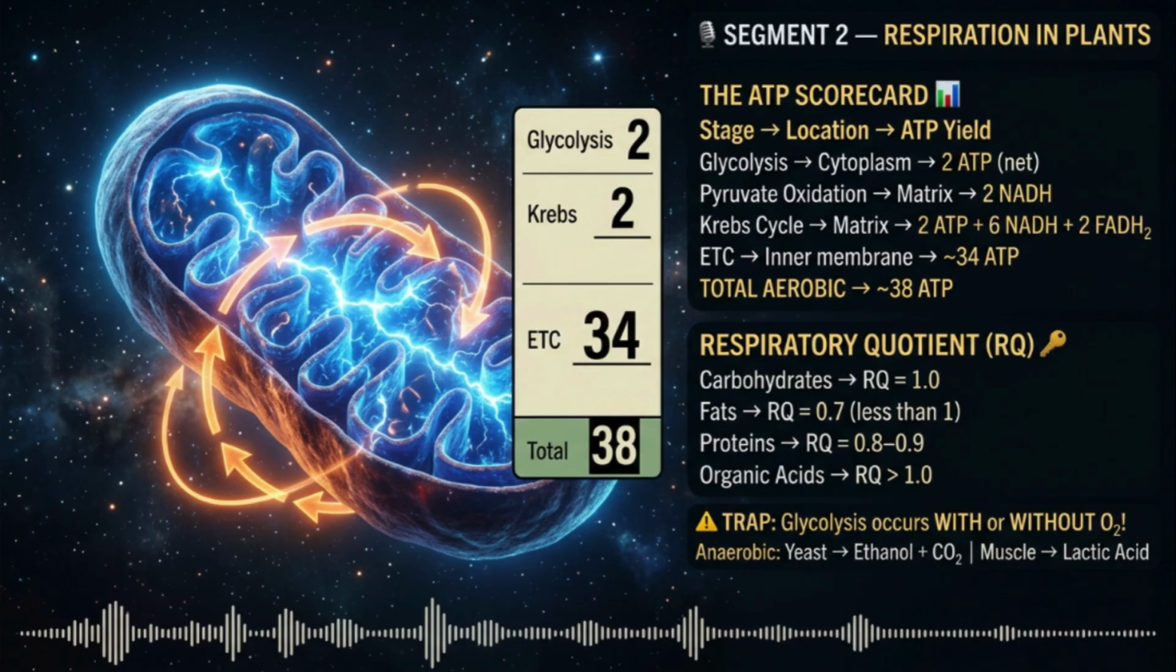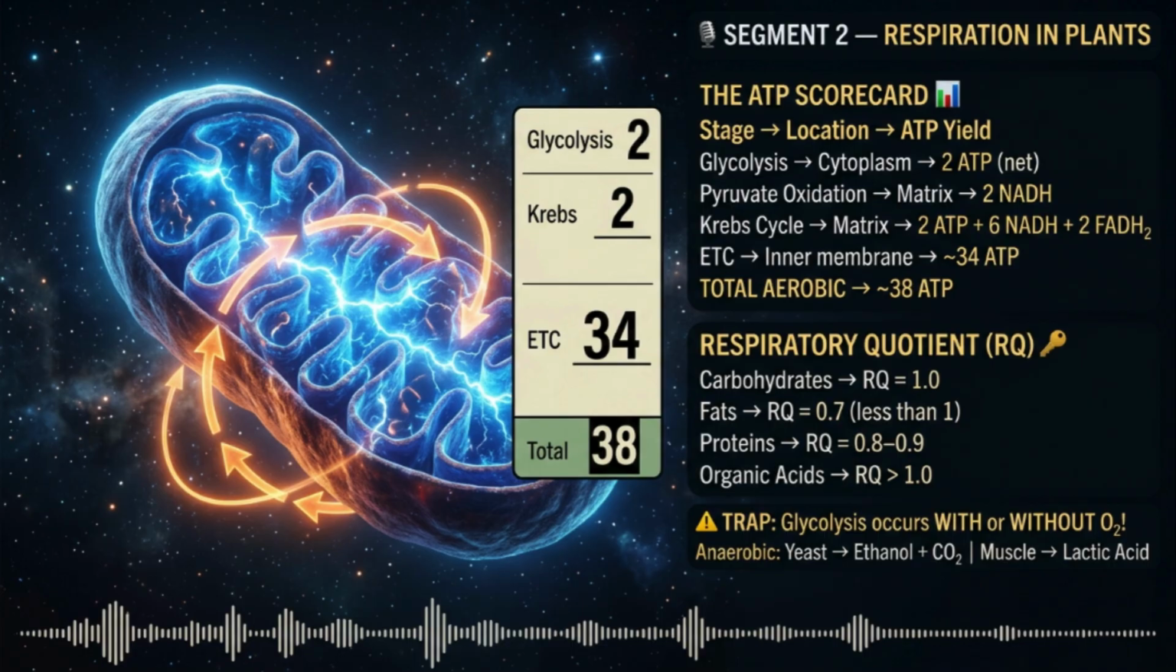If NEET gives you a plant in a sealed chamber and the RQ is greater than 1, the substrate is organic acids. Under anaerobic conditions, yeast produces ethanol and carbon dioxide. Muscle cells, however, produce lactic acid. This distinction is frequently tested in NEET.